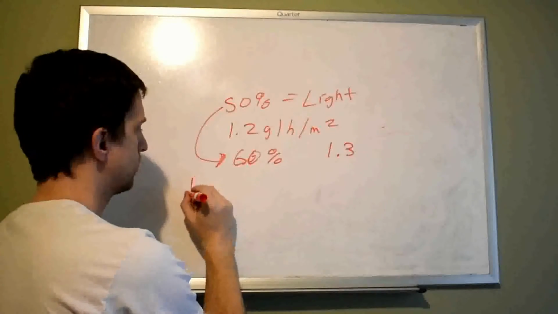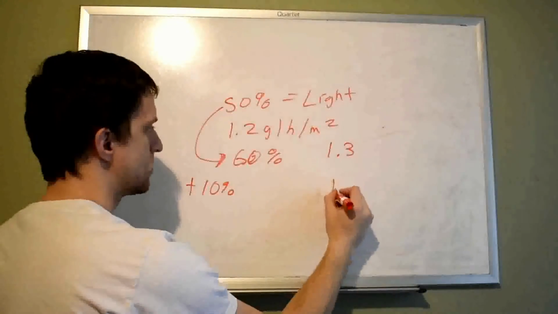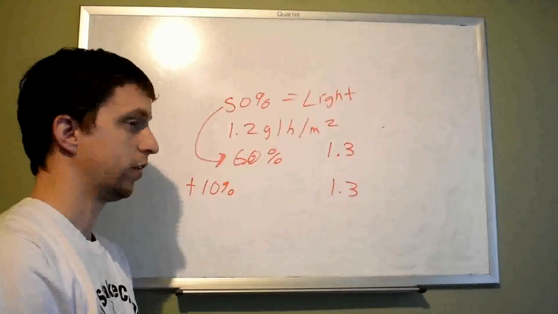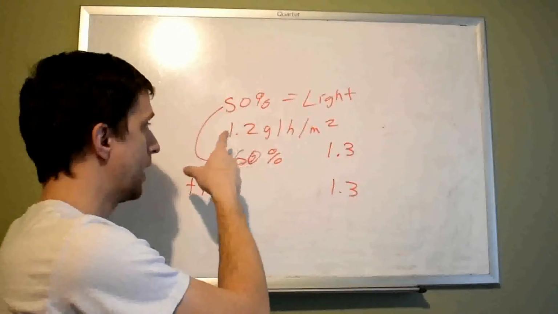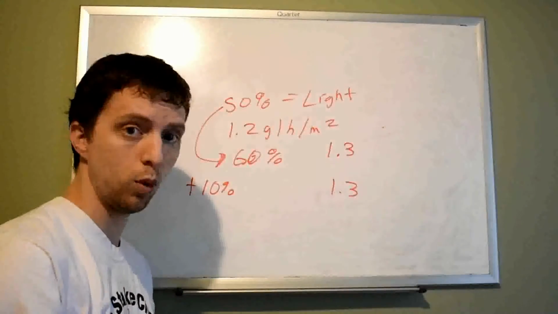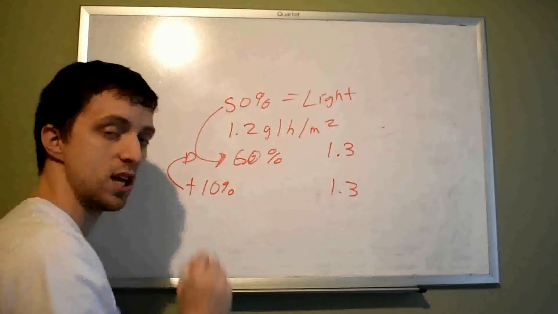And let's see we add another 10%. And it stayed the same. Then we know, if everything else stayed the same, that our plants are saturated. They're using all the photons and they don't need any more. We can turn our light back down to the previous level and save energy.